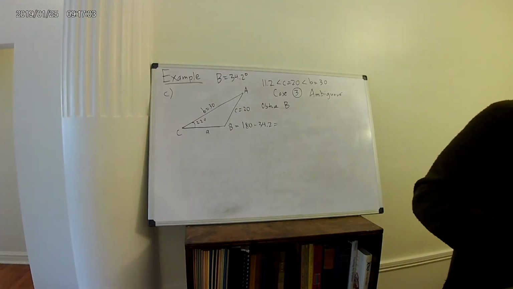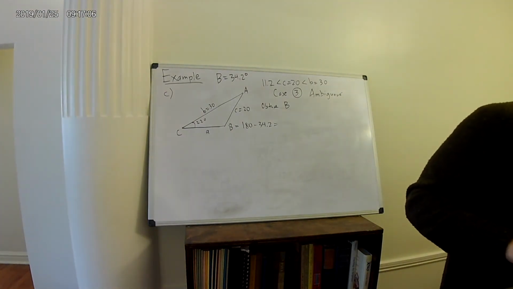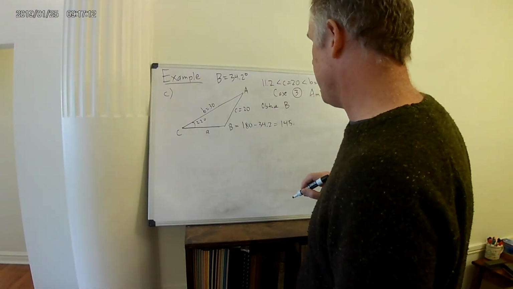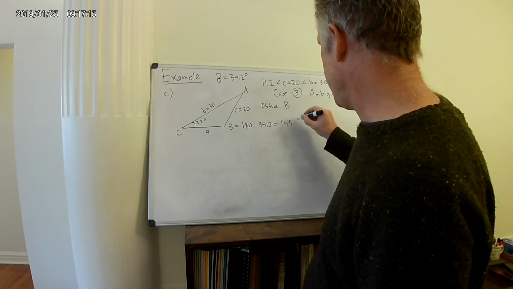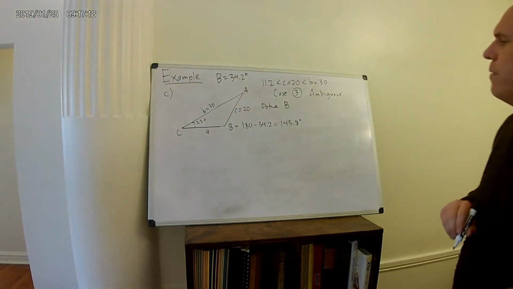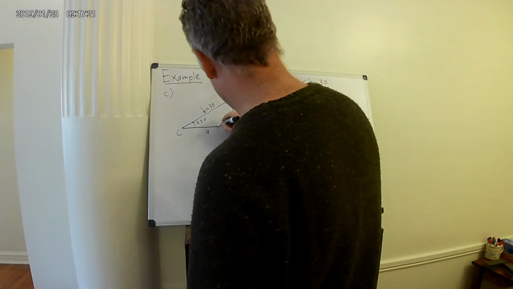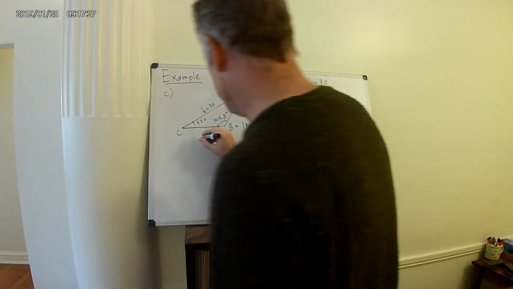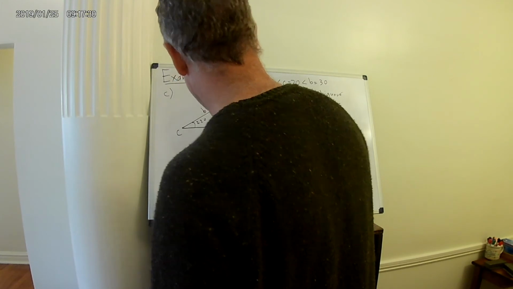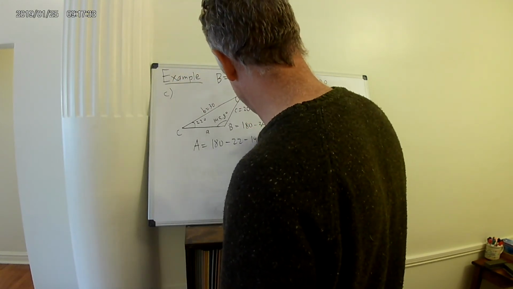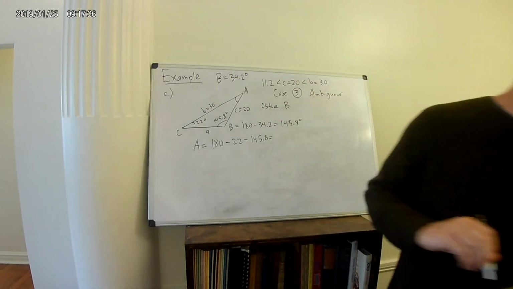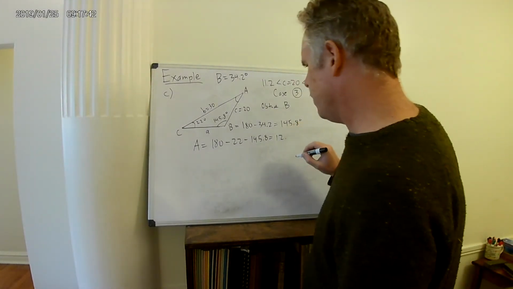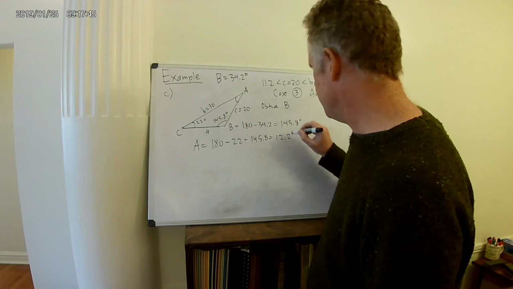And if you guys do that, what do we get? We get 145, oh, what does this come out to? 145.8 degrees. So now we know B is 145.8. Well now we can find angle A. So angle A will equal 180 minus 22 minus 145.8. And that will equal 12 degrees. Actually, it's going to be 12.2 degrees.